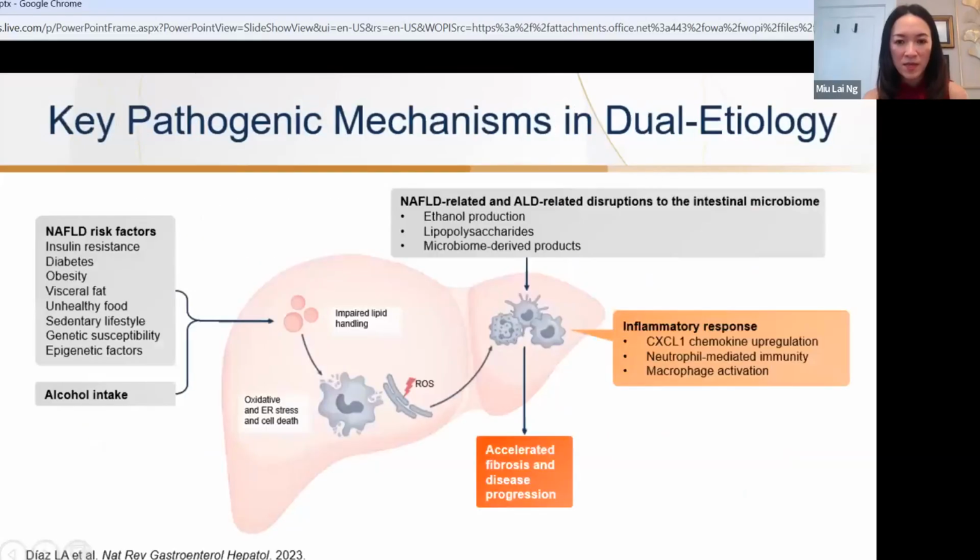So this slide highlights key mechanisms. Both metabolic dysfunction and alcohol contribute to steatosis, meaning fatty liver, and steatohepatitis, the inflammation caused by the fat in the liver, and progression to cirrhosis. They drive disease through overlapping pathways, such as oxidative stress, mitochondrial dysfunction, and inflammation.